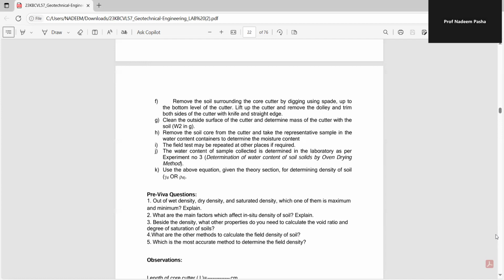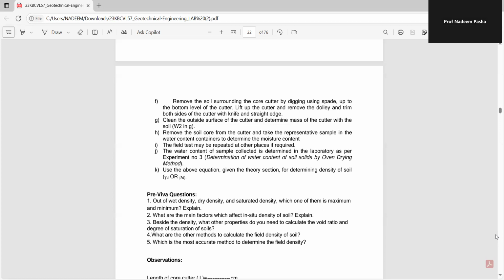Remove the soil core from the cutter and take a representative sample in the water content containers to determine the moisture content. The field test may be repeated at other places if required. The water content of the sample collected is determined in the laboratory as per experiment number 3, that is, determination of water content by oven. Use the above equation given in the theory section for determining the density of soil, gamma d or rho d.